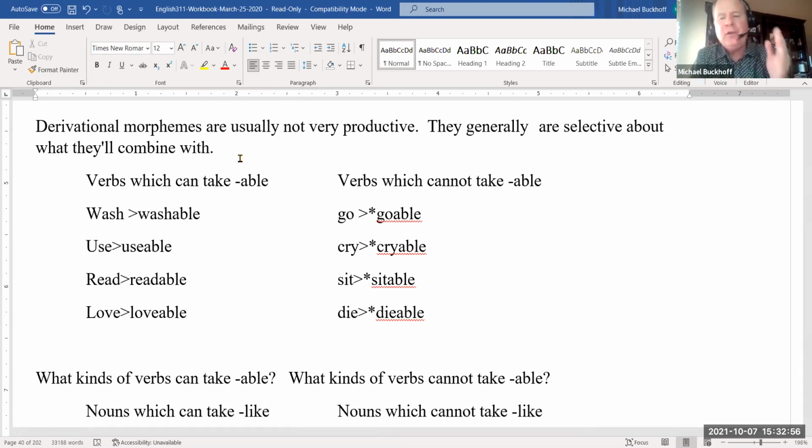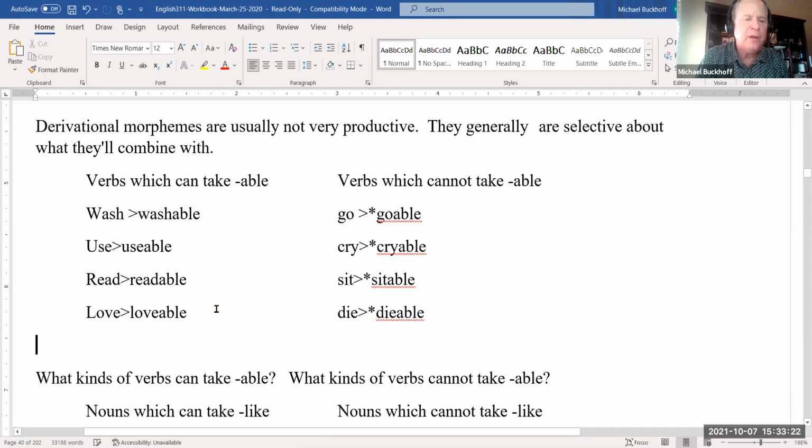For example, if you could take the able and simply put it at the end of every verb, it would be easy to acquire. However, we can say wash, washable. We can say use, usable. We can say read, readable. We can say love, lovable. But for some reason, we can't really say go, goable, or cry, cryable, or sittable, or dieable. Those don't seem to work very well. So then the question is, well, what kinds of verbs take able, and which kinds of verbs cannot take able?